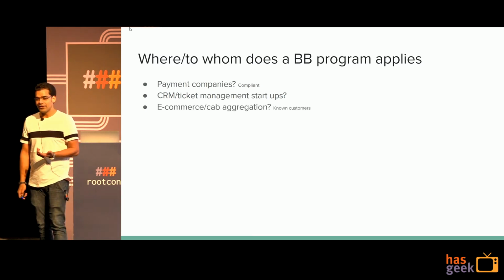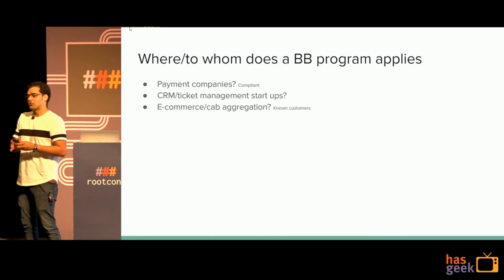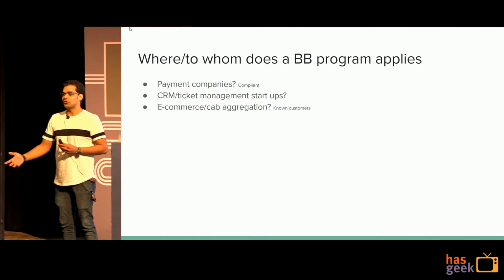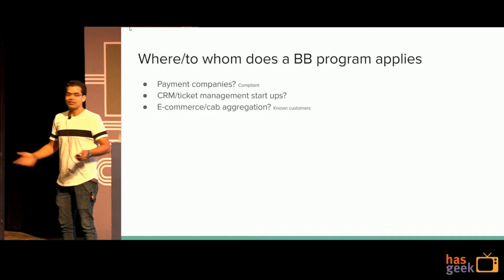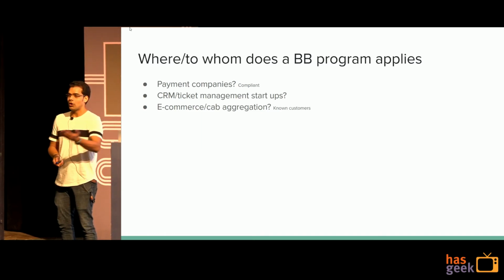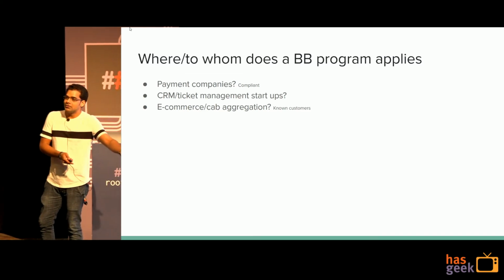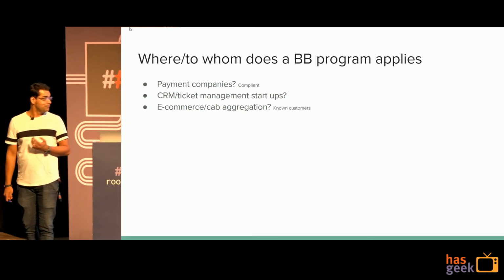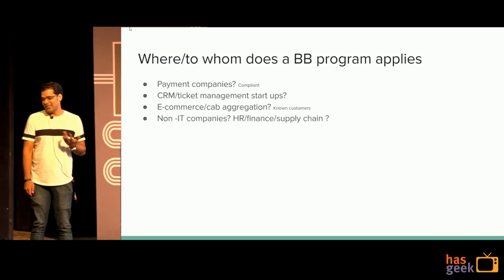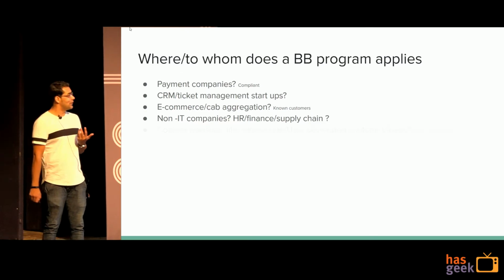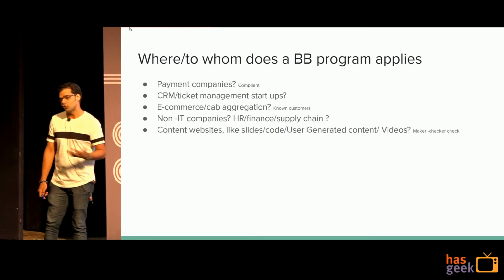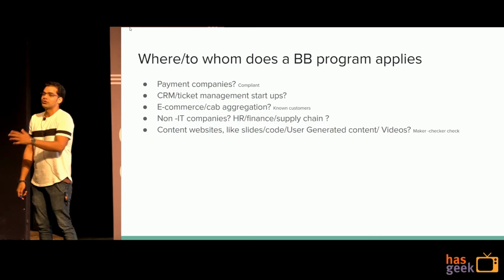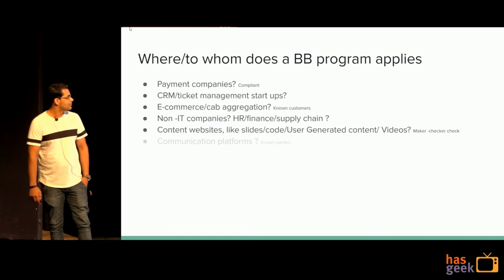E-commerce aggregation: if I have to ship a product, I know the customer's email, phone, address. What's the exploit that could happen? The same goes with cab aggregation. The customer is going to onboard my cab, and I know his pickup address and drop address. Why do I need a bug bounty program? Non-IT companies, HR, finance, supply chain, do they need one? A content website with user-generated content: I don't care about anything, people can post anything, and that's it.